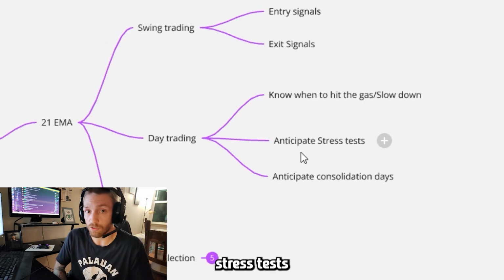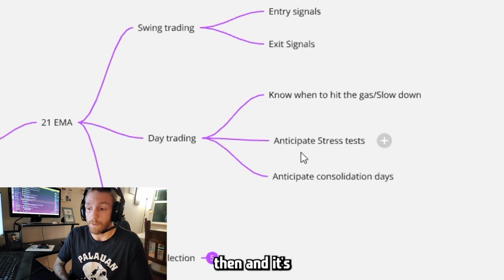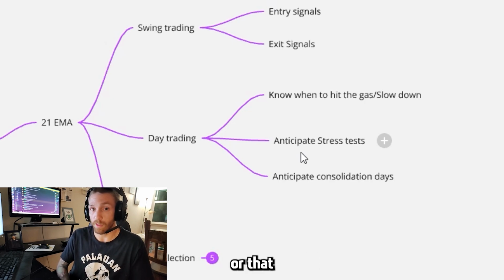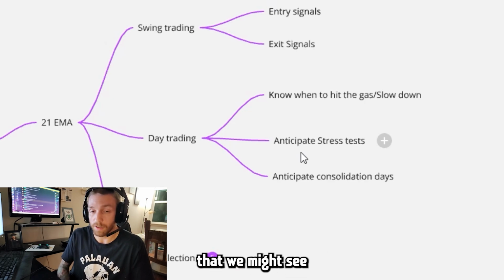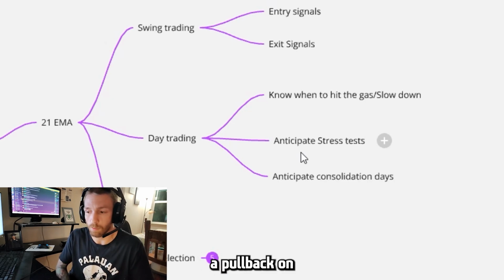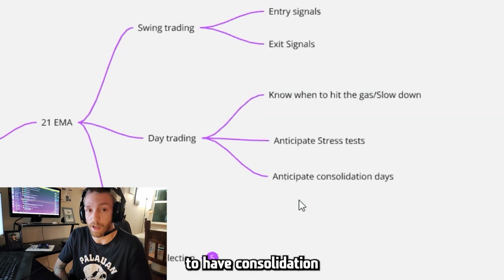You can anticipate stress tests for your day trades. If you already have a long bias because your trend journal says we are long, and it's in a specific time, that day 4, 5, 6 or day 9, 10, 11, 12 area, then you're more likely to see stress tests. So you can understand that we're in a day that might see a stress test. I'm not going to necessarily push the gas, and I can anticipate that we might have a pullback on this specific day.